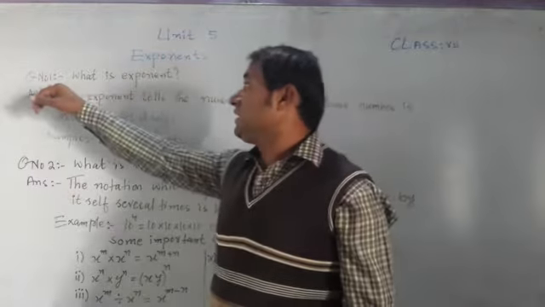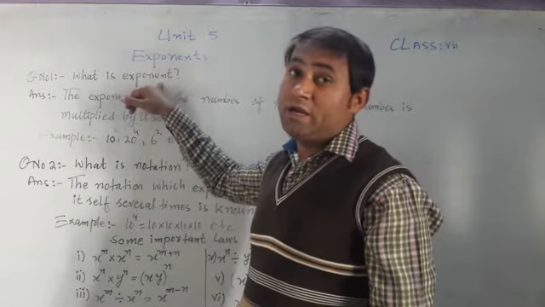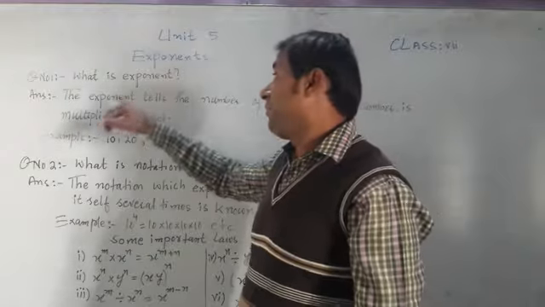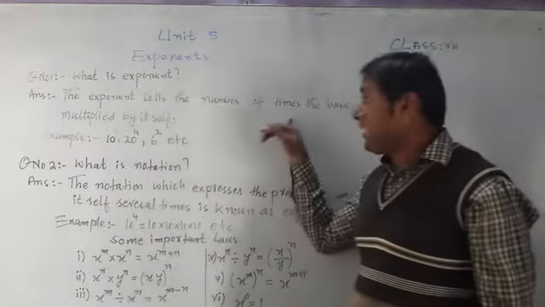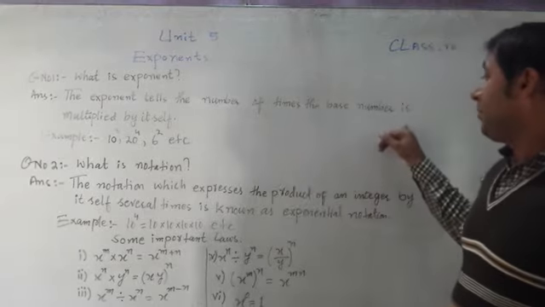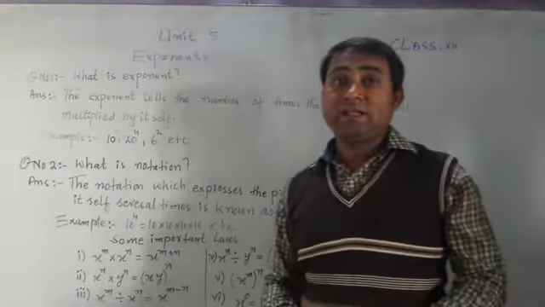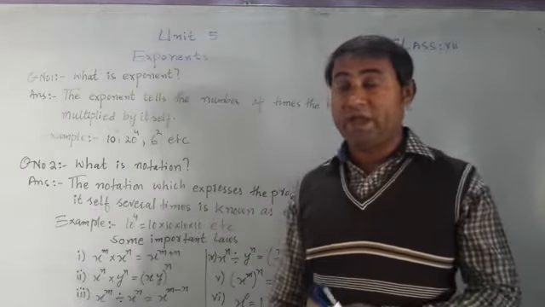So question number 1 is here, what is an exponent? Answer: the exponent tells the number of times the base number is multiplied by itself. It means the exponent tells us how many times a number is multiplied.